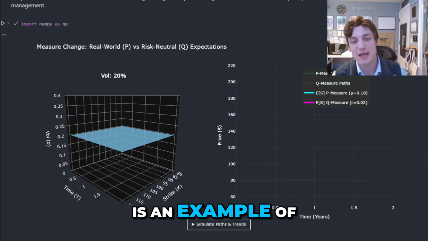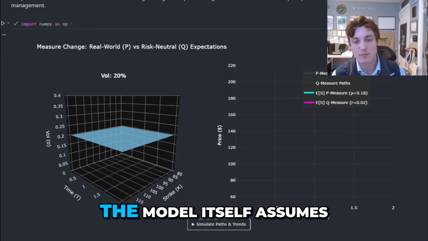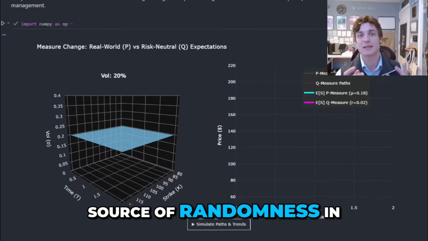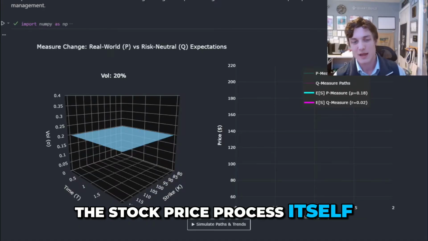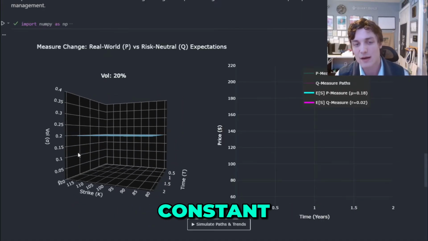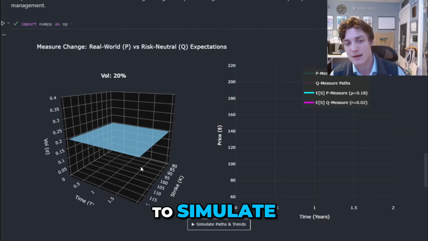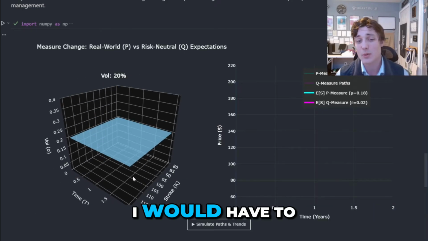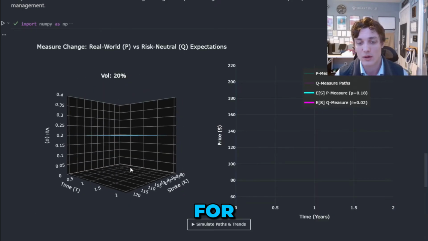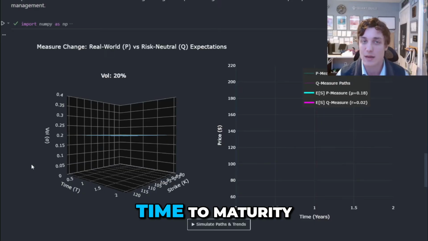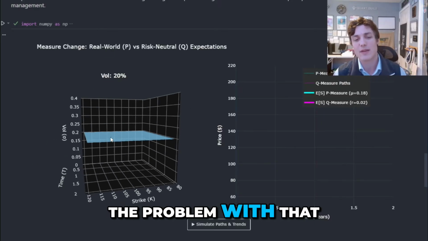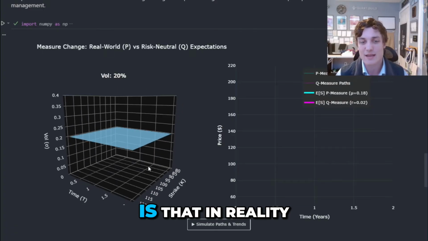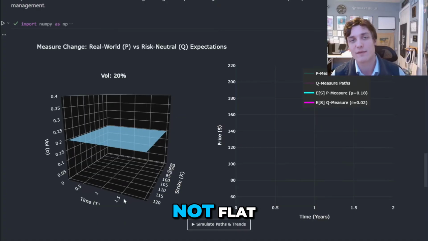What I have here is an example of the implications of the Black-Scholes model. The model itself assumes a geometric Brownian motion, and there's only one source of randomness in the stock price process itself, meaning that volatility is in fact constant. So if I was to simulate the geometric Brownian motion and price an option under the Black-Scholes framework, I would have to select the same volatility for every strike and every time to maturity. Now, the problem with that, as we are going to discuss in the next piece of literature, is that in reality, the volatility surface is not flat.